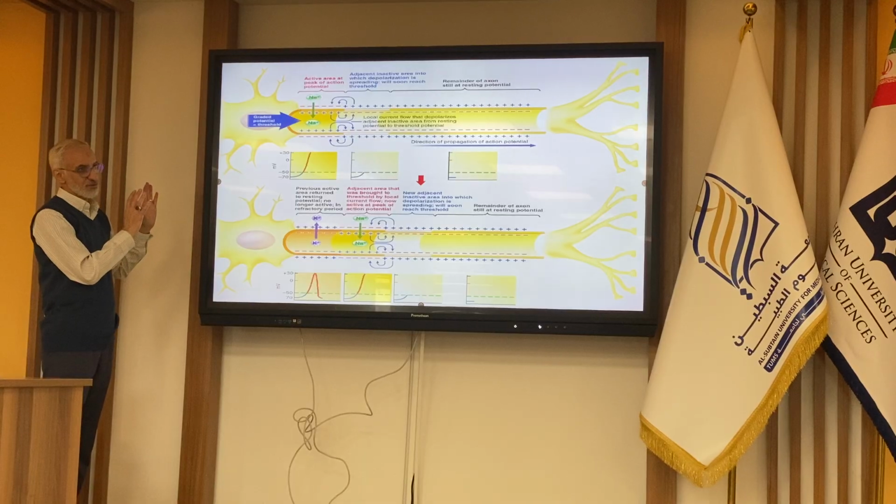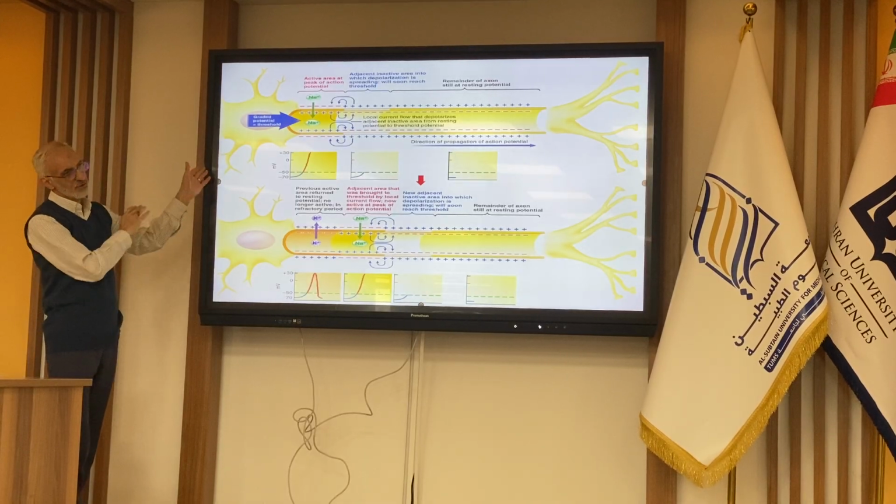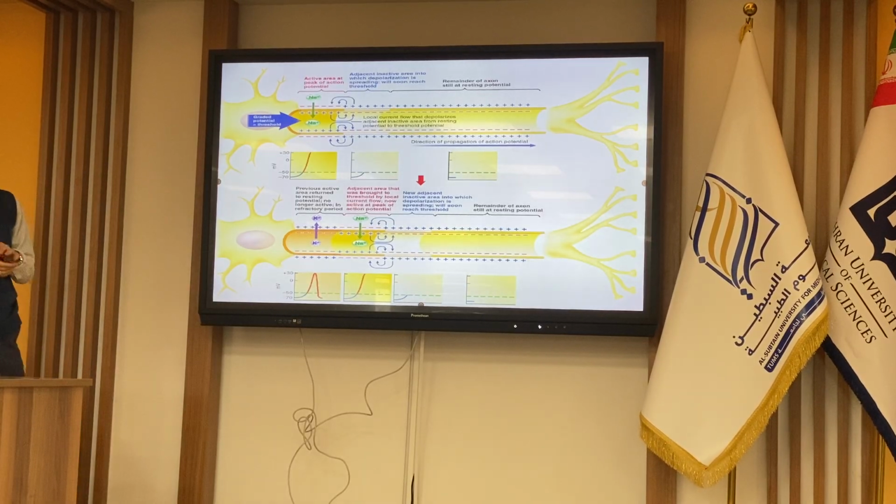On the local potential. The local potential then produces or does not produce the action potential.